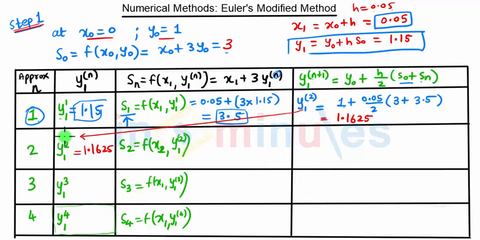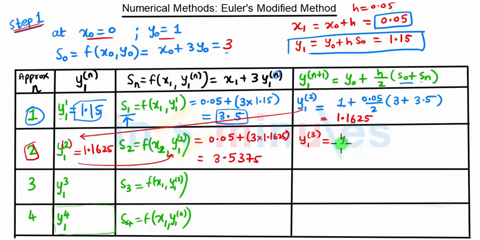After getting y1 of 2, we will substitute in this equation. So we will have x1, that is 0.05, plus 3 into y1 of n is 2, that is this value 1.1625. If we calculate this value, we get this as 3.5375. Now we will calculate y1 of 3, because here is n plus 1, n is 2.